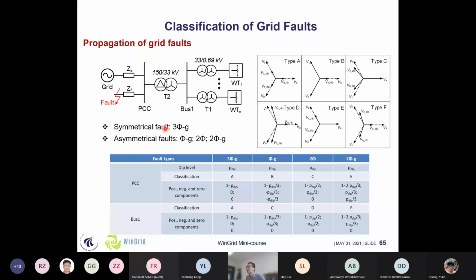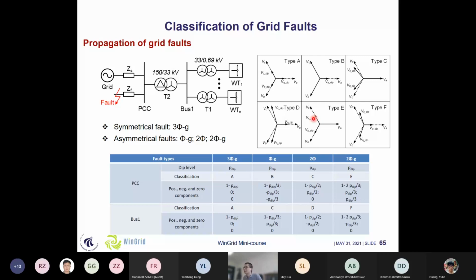If we say the fault type at the PCC, we have 4 types: one symmetrical case and another 3 asymmetrical cases. If we look at the phasor diagram, in the case of the three-phase fault, it will be type A, and the phasor diagram will look like this. In the case of the single-phase fault, one phase will become lower, and the phasor diagram will look like this. In the case of the line-to-line fault, the phasor diagram will look like this. And for the two-phase to ground fault, two phases of the voltage will become lower, and it will be expressed in this way.